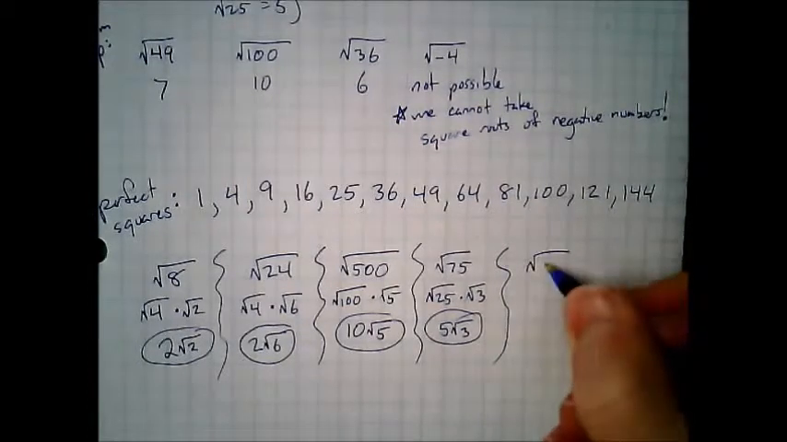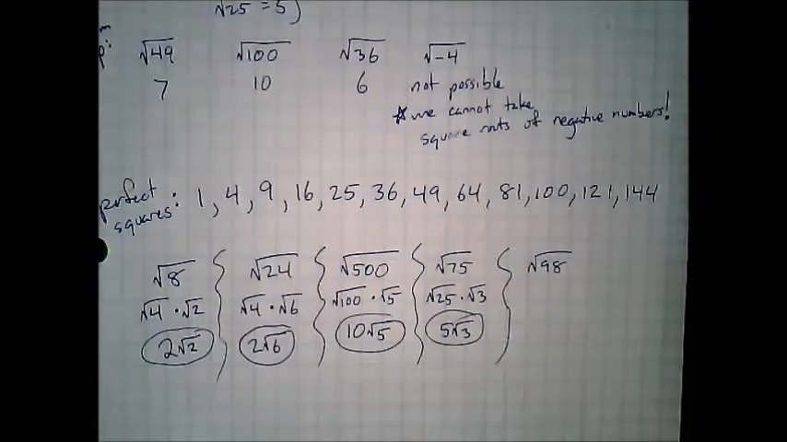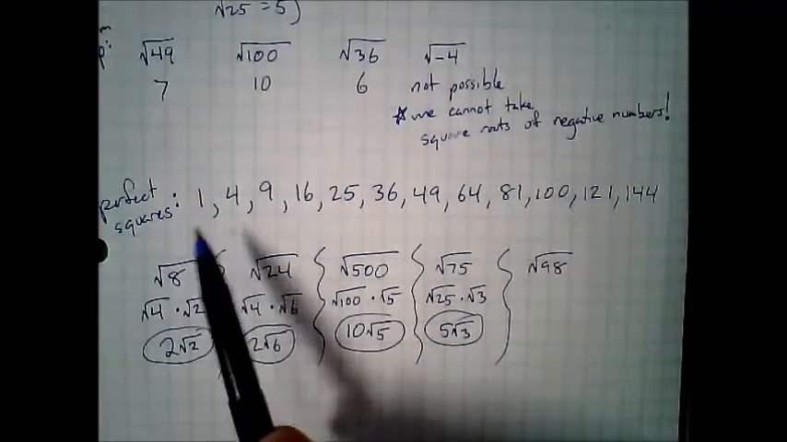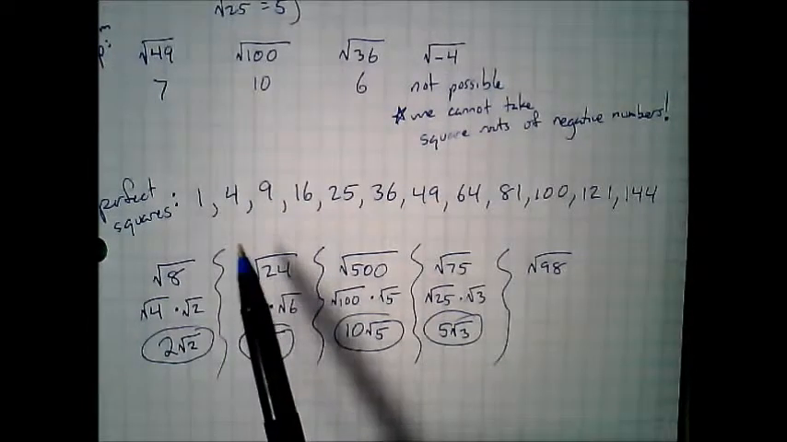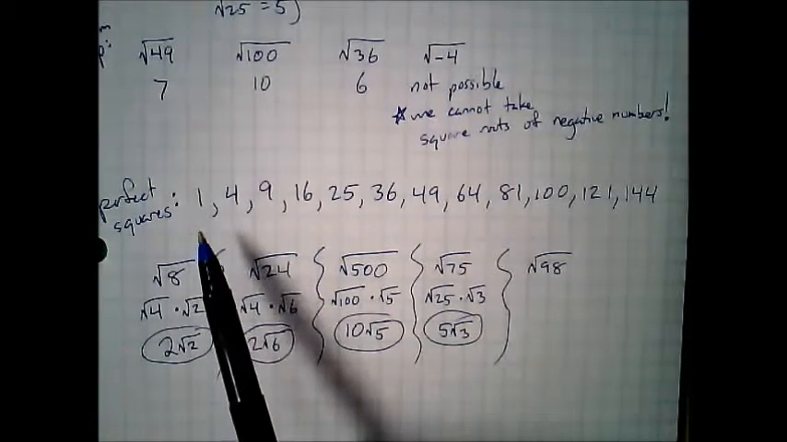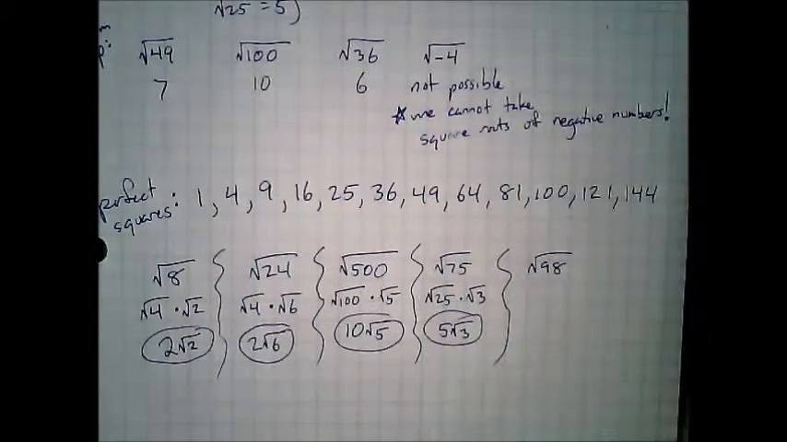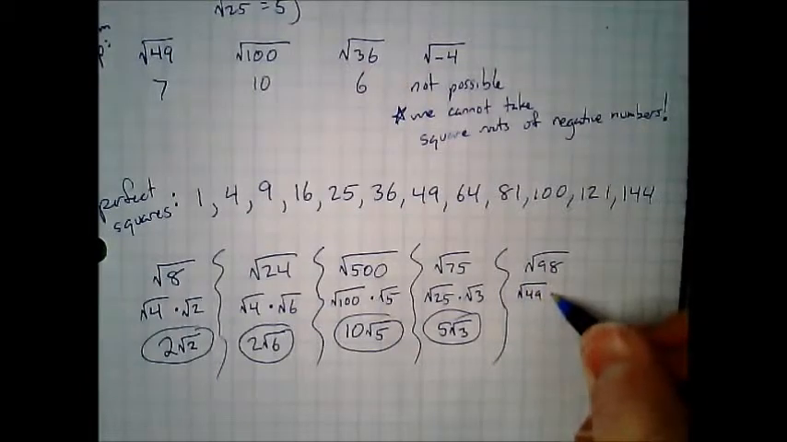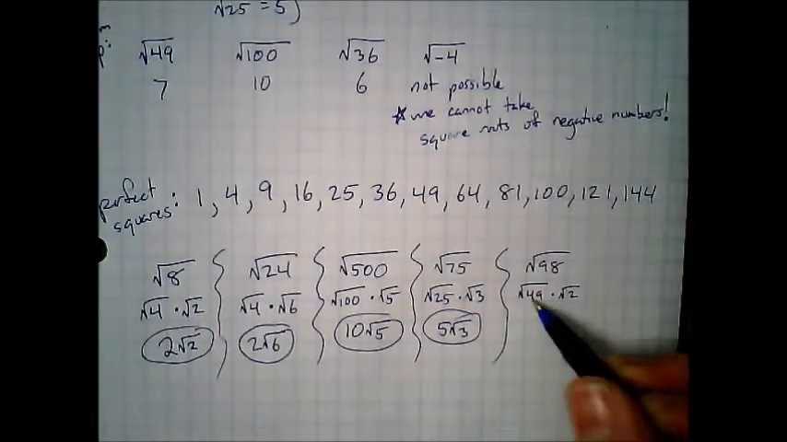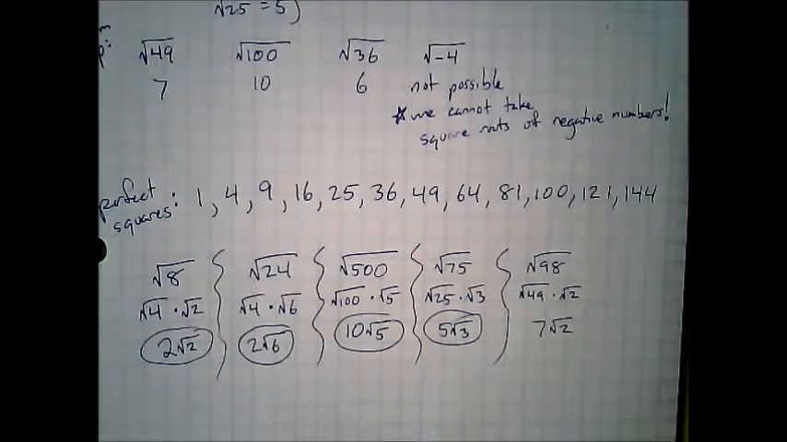Okay, one more for you, the square root of 98. Okay, so we look for the biggest perfect square. This one's a little bit more difficult, but okay, we do know how to multiply in our heads. I know 49 goes into 98 because 49 times 2 is 98, so this is the square root of 49 times the square root of 2. The square root of 49 is 7 times the square root of 2.